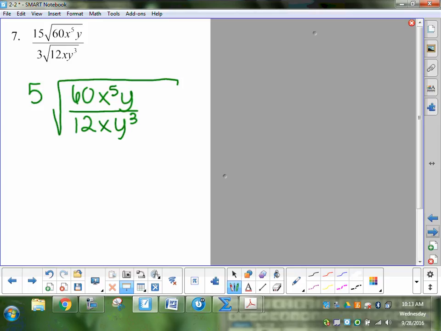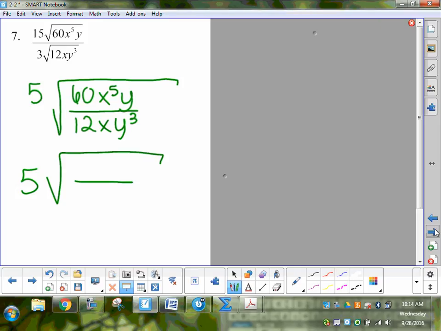Now, looking at what's here, this is a 5 out front. I need to simplify my radicand. So I've got 5. Who can tell me what's in the numerator of the radicand and the denominator? Simplify the expression that's there. Is it 5x to the 4th, and then y? Oh, over y. That's good.